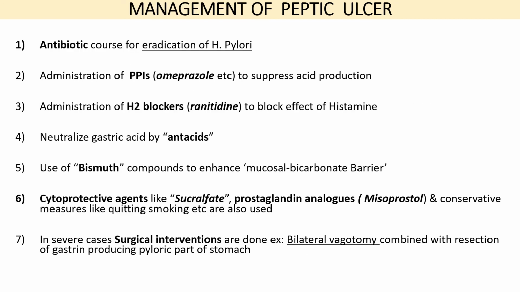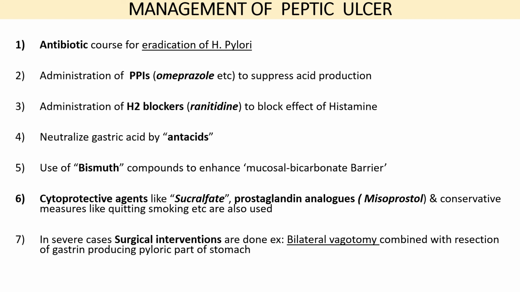Now, the commonly employed measures for the treatment of peptic ulcers are: first, the patient can be given a full antibiotic course for the eradication of Helicobacter pylori infection. Secondly, proton pump inhibitors like omeprazole can be given to suppress acid production. Thirdly, H2 blockers like ranitidine, cimetidine, etc. can be tried to block the effects of histamine. Next, antacids like Gelusil are also given to neutralize the acid already present in the stomach.